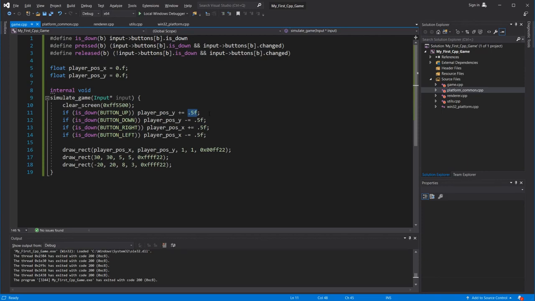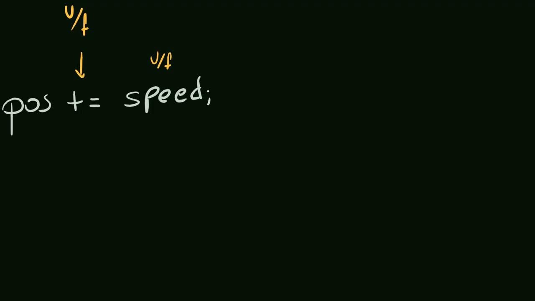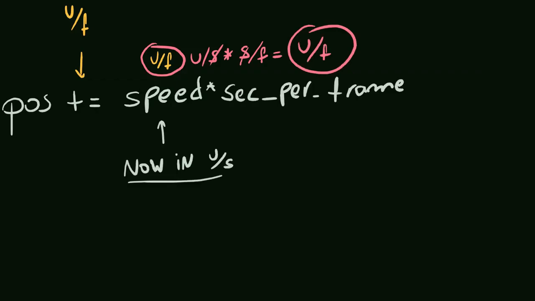Now how are we going to do that? So right now this is units per frame, and we need that to be units per second. Well, if we multiply that by the seconds per frame, we'll be able to transform that in units per frame. Perfect. But how do you get the seconds per frame?